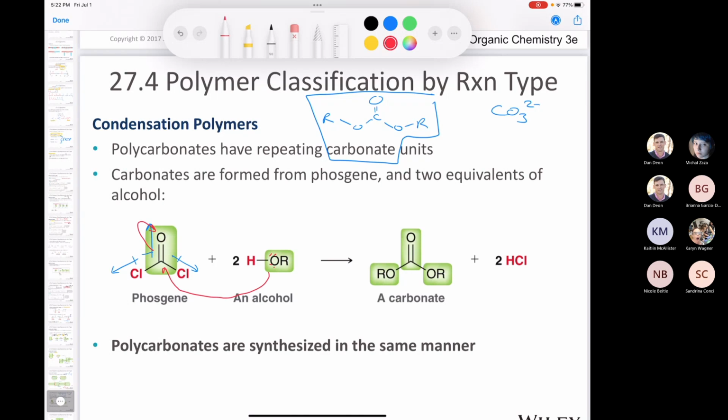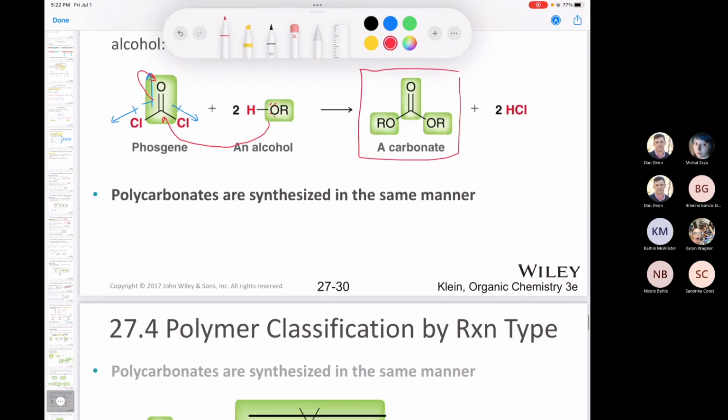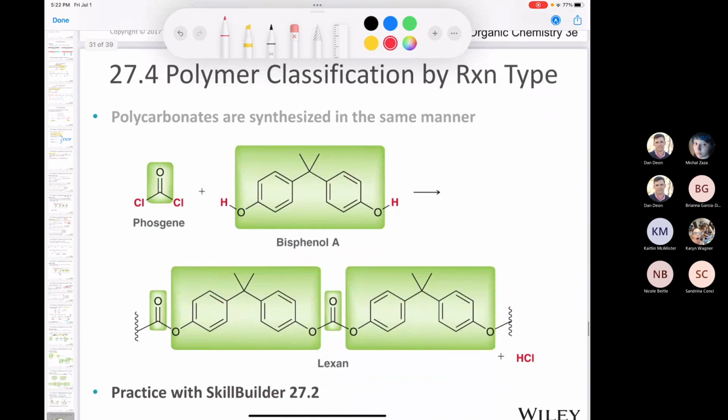To make a tetrahedral intermediate, you lose chlorine, it does it again, and you end up forming a carbonate and some HCl along the way. And that's how polycarbonates are made. So what I was kind of getting ahead of myself on was this idea right here. This is the synthesis of Lexan. And Lexan is what's found in Nalgene bottles.